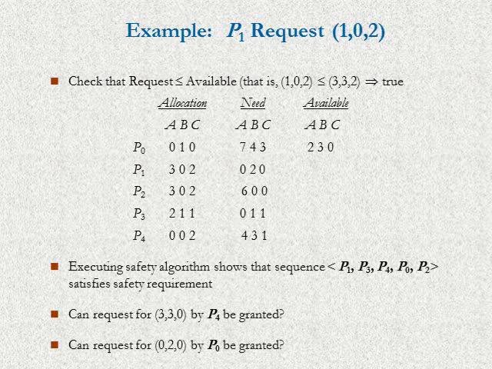So this was spontaneous. I hope that most of you have figured it out instantly that 3 instances of A is not possible if we have only 2 instances available. So this request cannot be granted. All right, so we have another request by P0 of 0 instance of A, 2 instances of B, and 0 instance of C. Please do it as your homework.